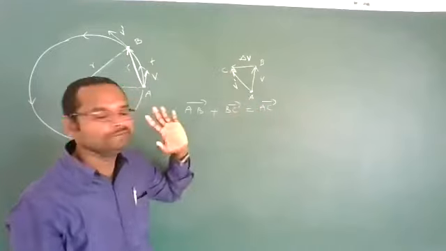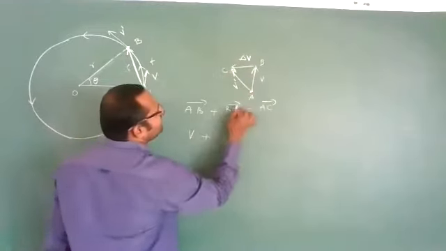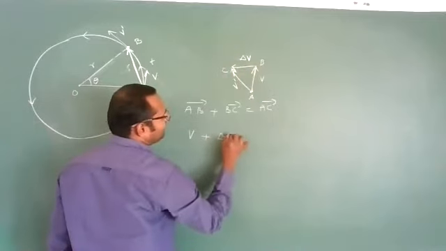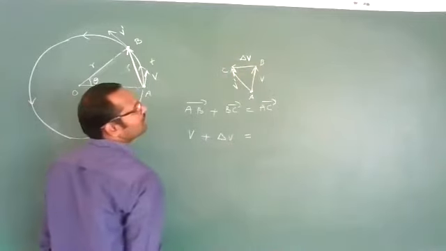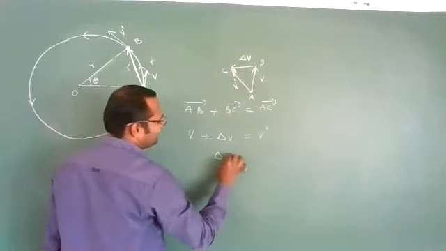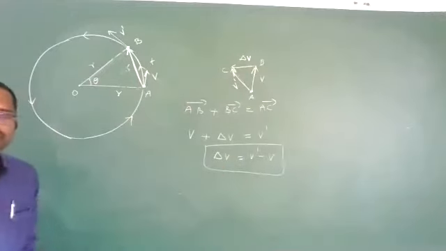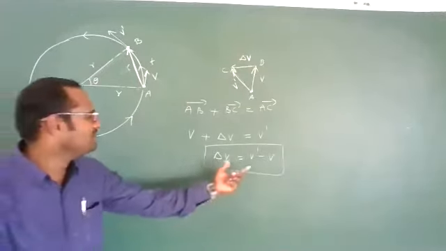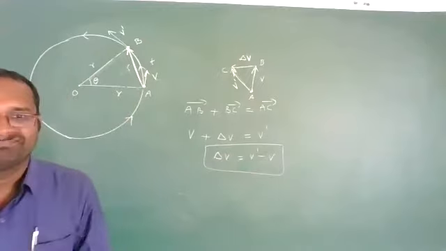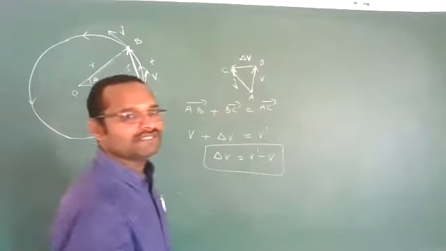What is AB, sir? AB is V plus BC. What have we considered? Delta V is equal to BC. What is AC? AC is V dash. So what is delta V? V dash minus V. Perfect. Change in velocity is final velocity minus initial velocity, perfectly we got it. Are you understanding, students? Clear?